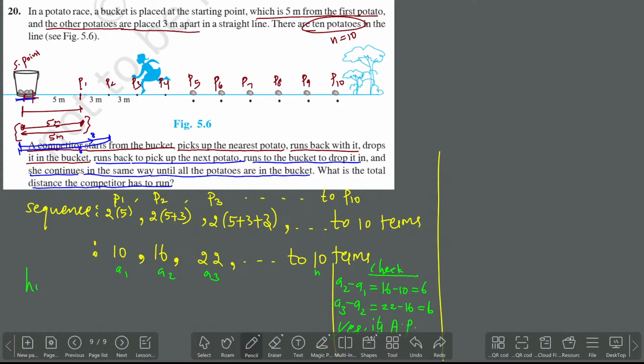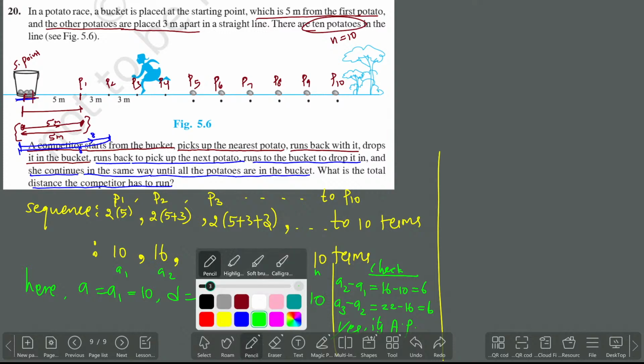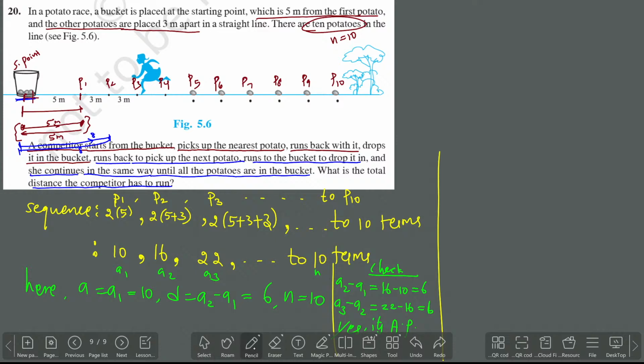So here we can say that the A value is A1, which is 10. D value is A2 minus A1, that is 6, and N value, I know, is 10. Now I can write the Sn formula. Why am I finding Sn? Because they asked what is the total distance covered by the competitor. So total distance in the sense, Sn only we have to find.